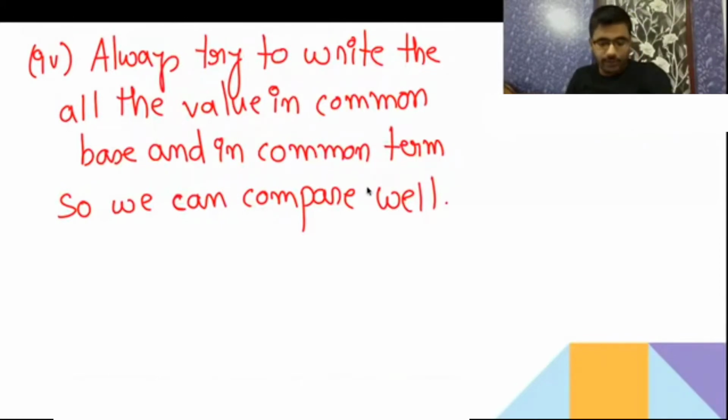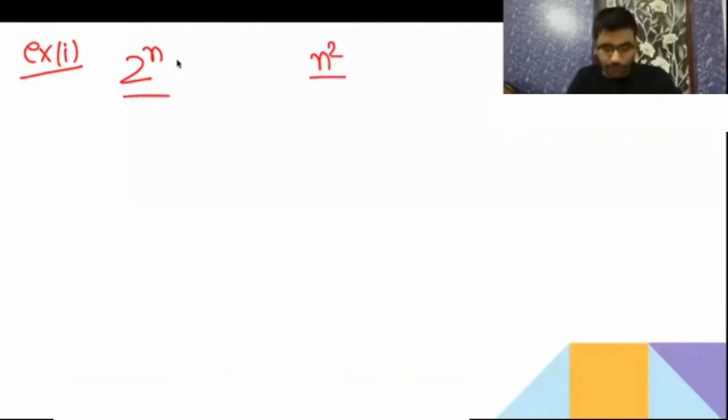Now see the next one. I think that you have written that. Okay, now see an example. We are having two functions, that is 2 to the power n and another is n square. We need to find which one is bigger. By seeing that only you can say that this is exponential, this is polynomial. So always exponential is going to be the bigger one.